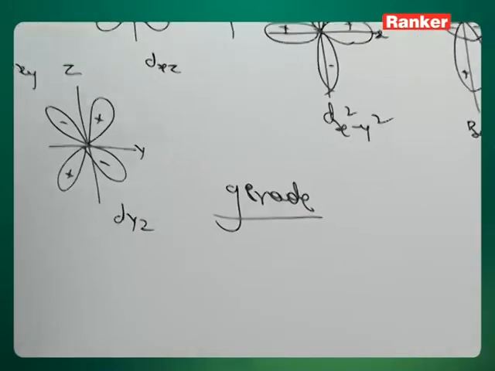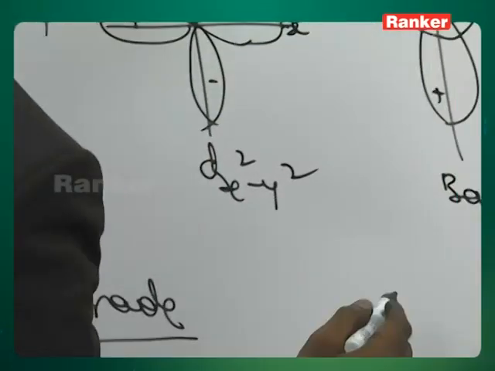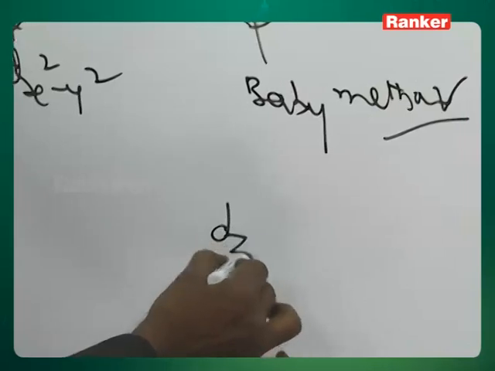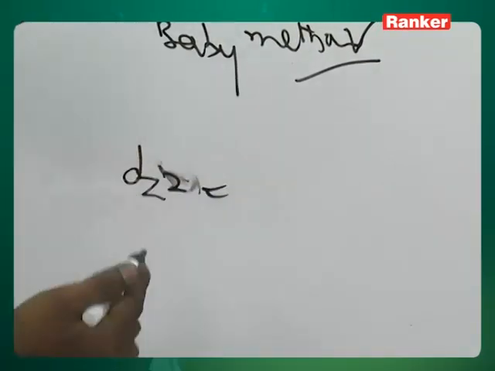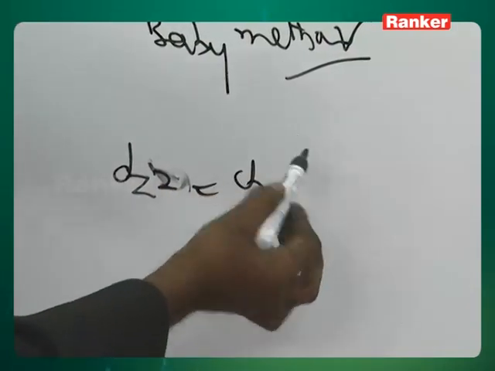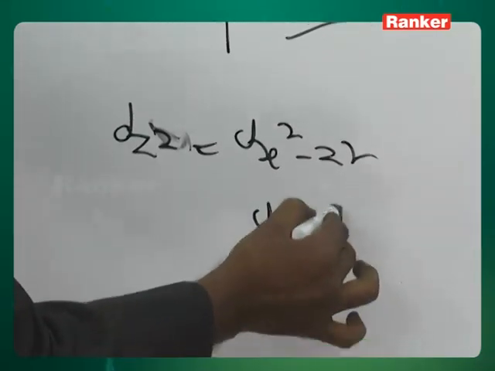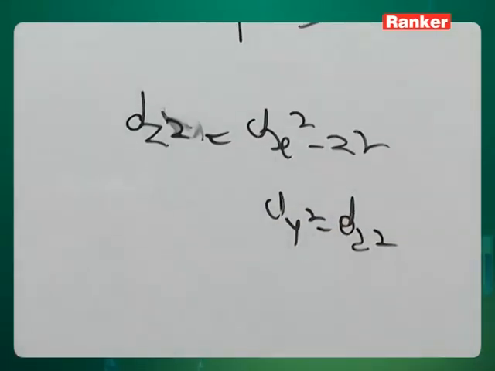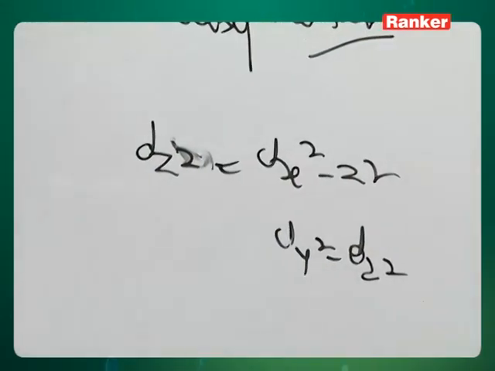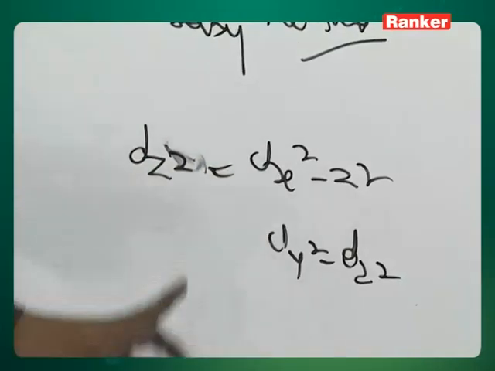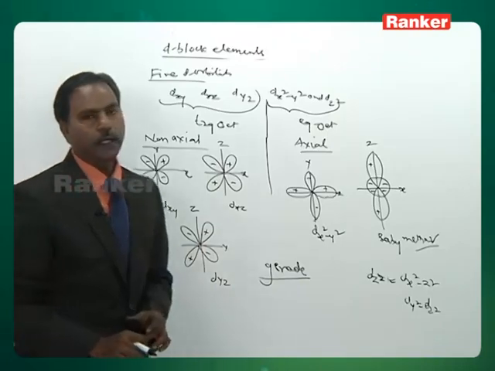This is about the d orbitals. And one more point we can say about the dz square orbital. It is a combination of dx square minus z square and dy square minus z square. This particular dz square is the combination of both of these orbitals. This is about the shapes of d orbitals.